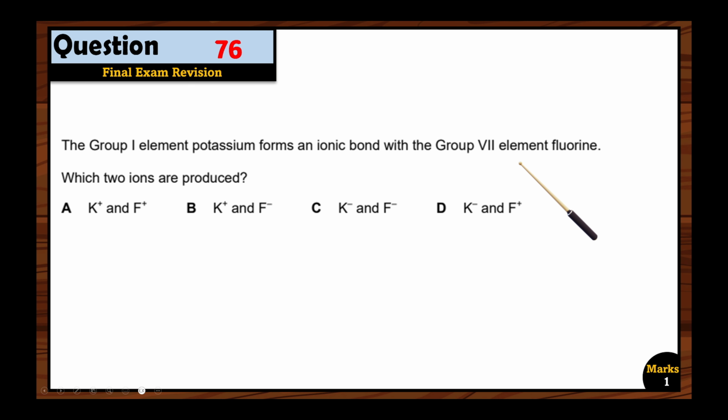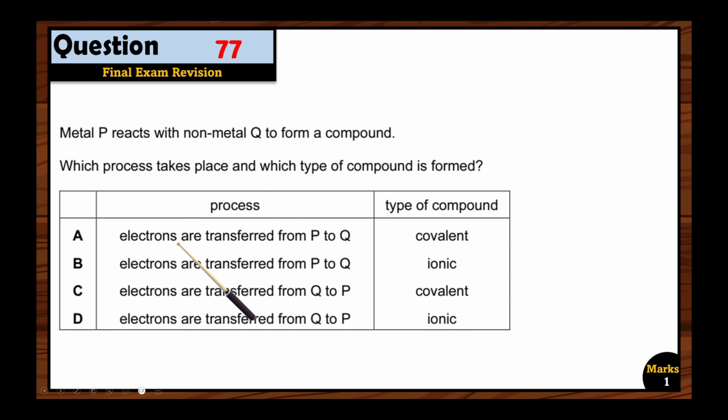So now let's see for fluorine. Fluorine belongs to group 7. So how many electrons does it need? It just needs one electron to make a total of 8 electrons. That is a stable noble gas electronic configuration, right? So that's why fluorine will have a -1 charge. So which option is right? B.